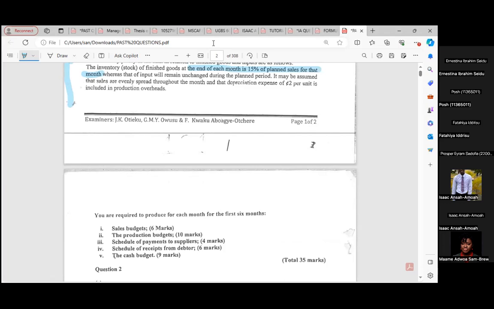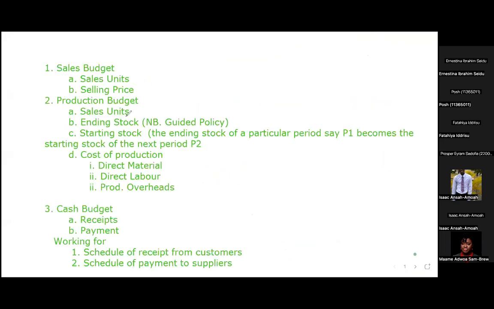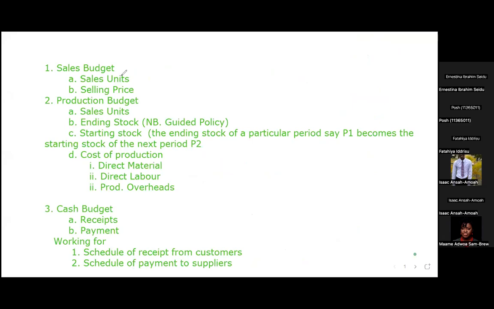Remember that if we are preparing the production budget, there are some key elements that we look out for. The first thing is the sales unit, which you are going to pick from the sales budget. And then we've also seen the policy on ending stock. This ending stock will become the starting stock. So it's very easy to prepare the production budget.